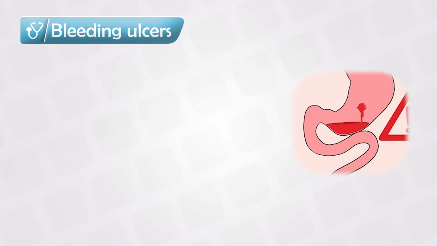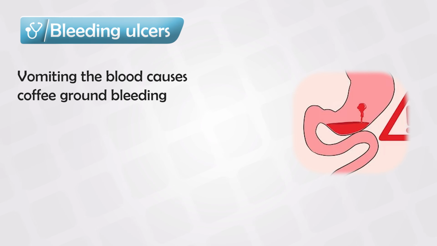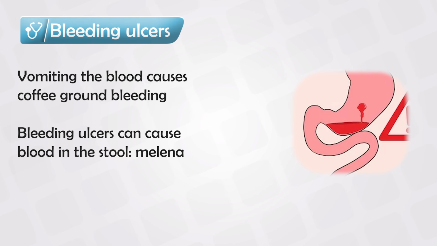The gastric or peptic ulcer can bleed, and if the patient vomits up this blood, he presents with a coffee ground appearance. But he can also swallow this blood and it presents at the other end, and we call this melena.